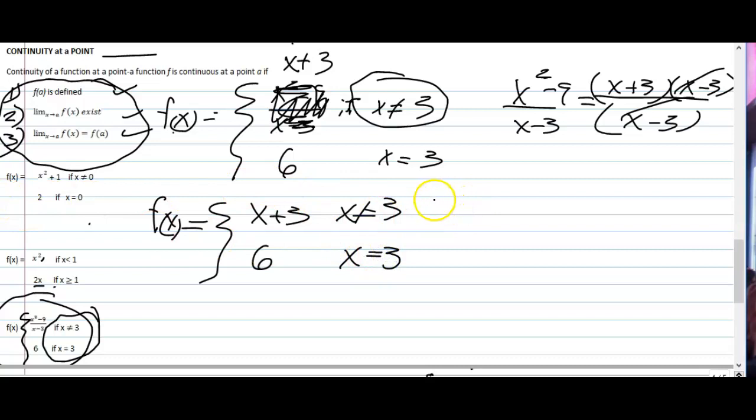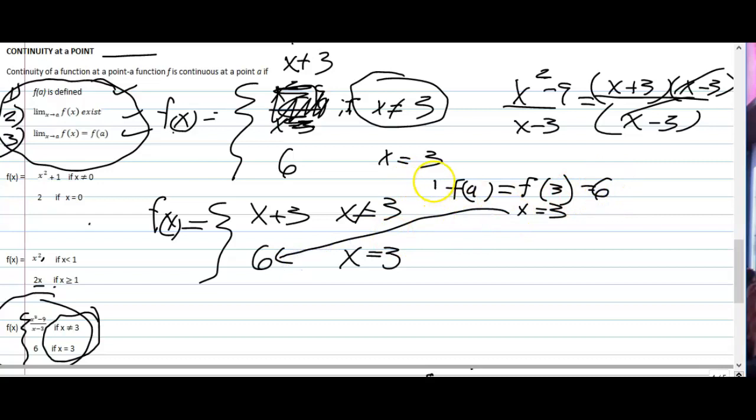So the first thing we have to do to determine if it's continuous at x equal to 3 is find f of a. In this case, f of 3. So we need to know what is the value of the function when x is equal to 3. Well, the value of the function when x is equal to 3 is 6. So the first condition is satisfied.